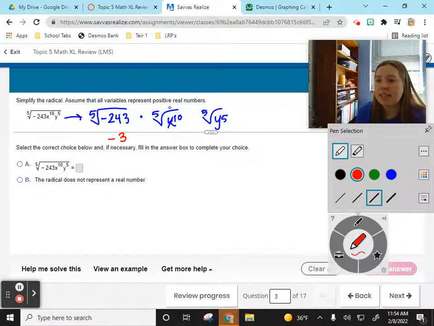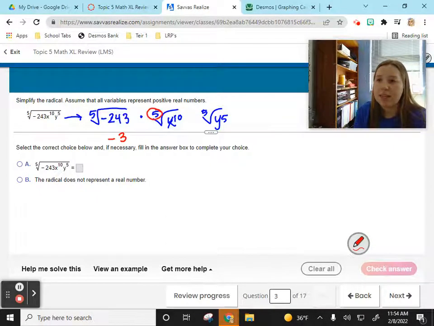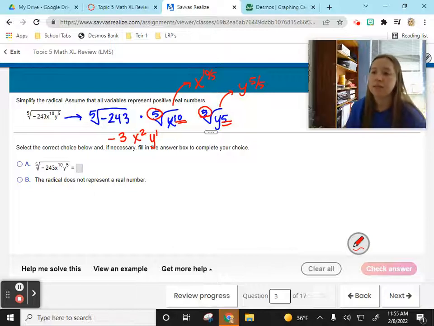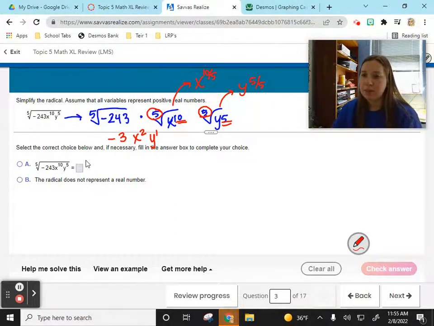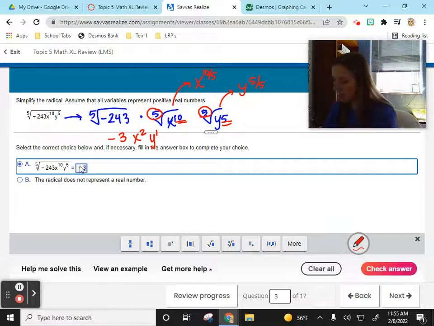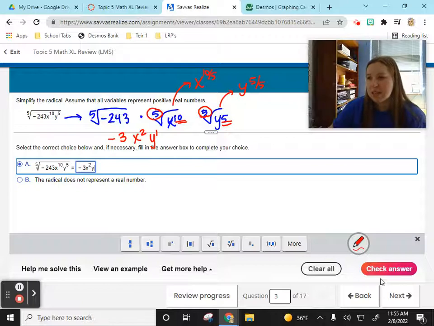The fifth root of x to the 10th power, you can ask yourself, how many times does 5 divide 10? And we would get x squared, or you can think of that as the fractional exponent 10 over 5, and that reduces to give me my power of 2. And this one over here, how many times does 5 go into 5? It goes in 1 time, so I have y to the first power, or you can think of that as 5 divided by 5. So this is going to be my answer I type into my box: -3x squared y. And I'm not going to put the first power there because I don't necessarily need it.